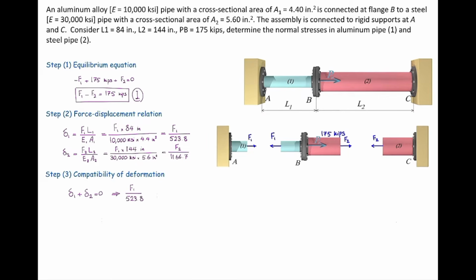Now we are going to plug in the values of delta 1 and delta 2 that we have already calculated in step 2 and put them together. And now the magic happens. We got another relationship between force F1 and F2. We got the extra equation that we were looking for. Now we can combine these two equations together in order to calculate how much is F1 and how much is F2.